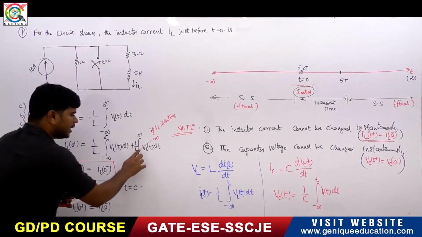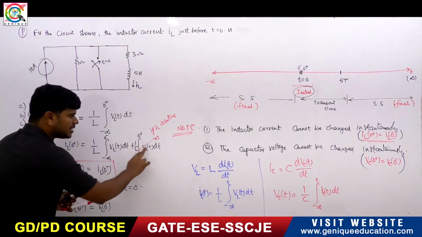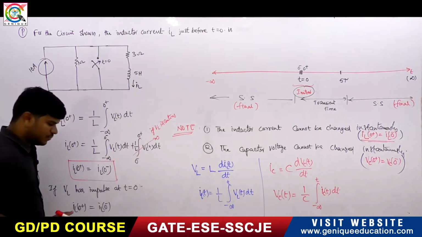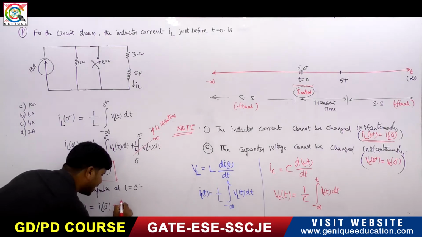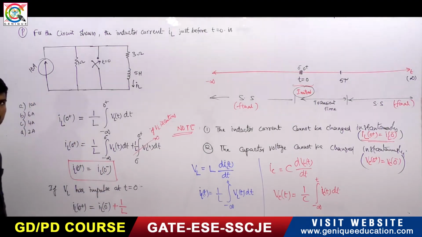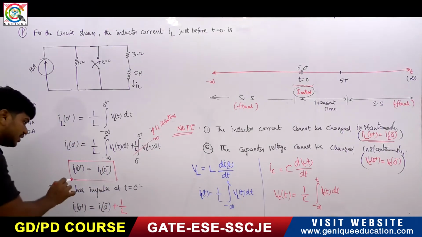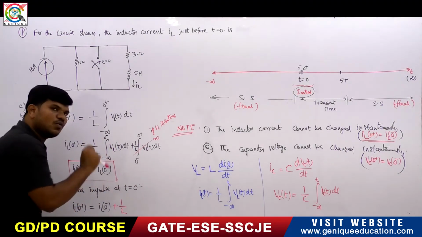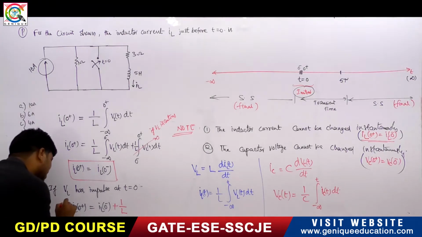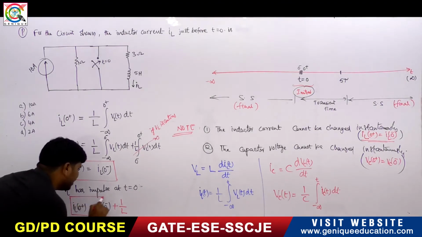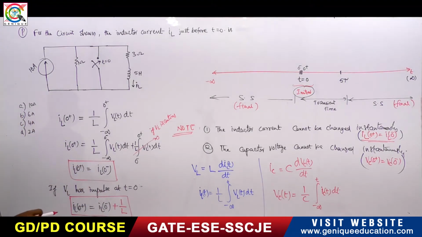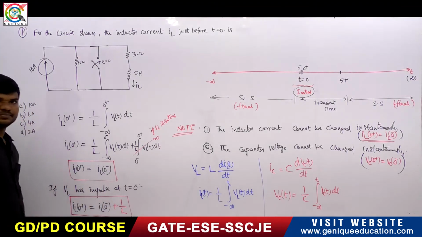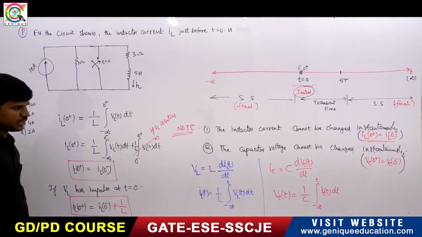So 1 by L times the integral from 0- to 0+ of delta(t) dt is 1, right? So 1 into 1 by L. So plus 1 by L will be there. This is only for an impulse existing in the voltage of the inductor. You have to take care about this.